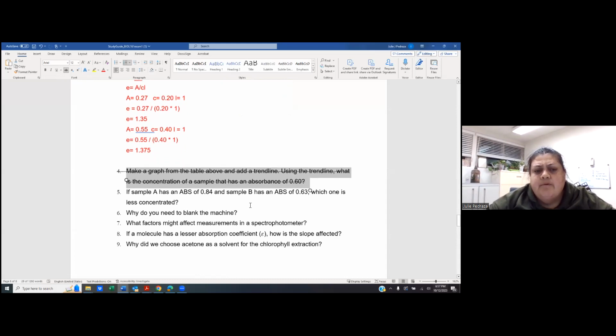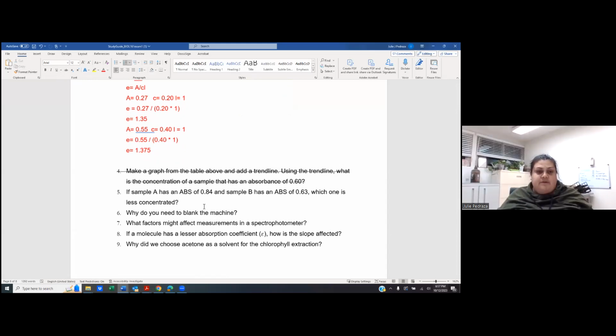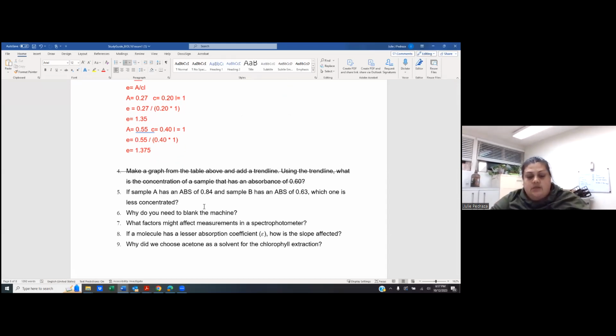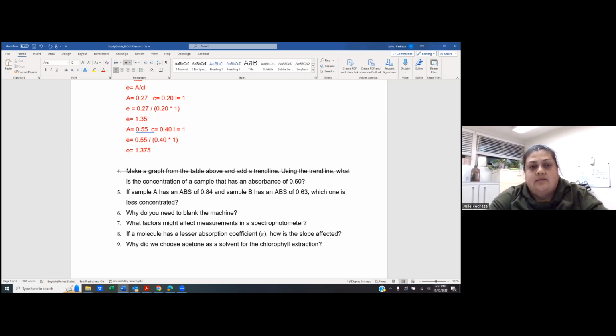Okay. So number 5, if sample A has an absorbance of 0.84 and sample B has an absorbance of 0.63, which one is less concentrated? Sample A or sample B? Sample B because the absorbance is lower. Correct. Because we know from the definition that absorbance is proportional to concentration, and so therefore that is less.